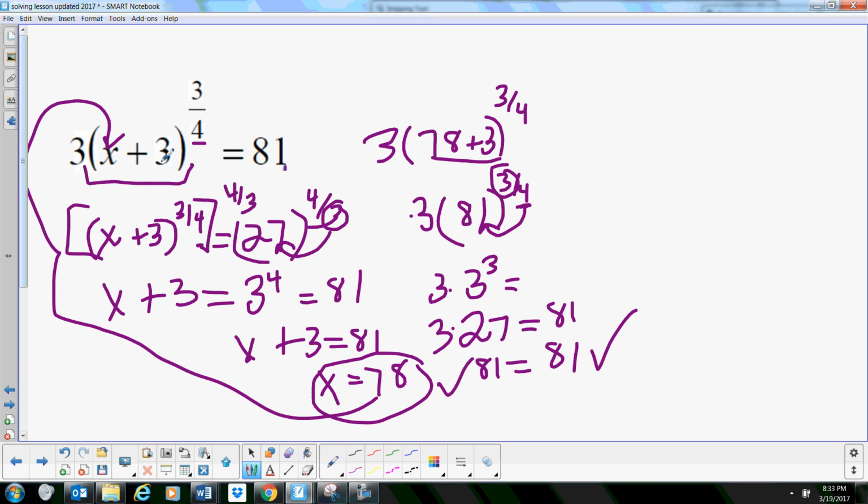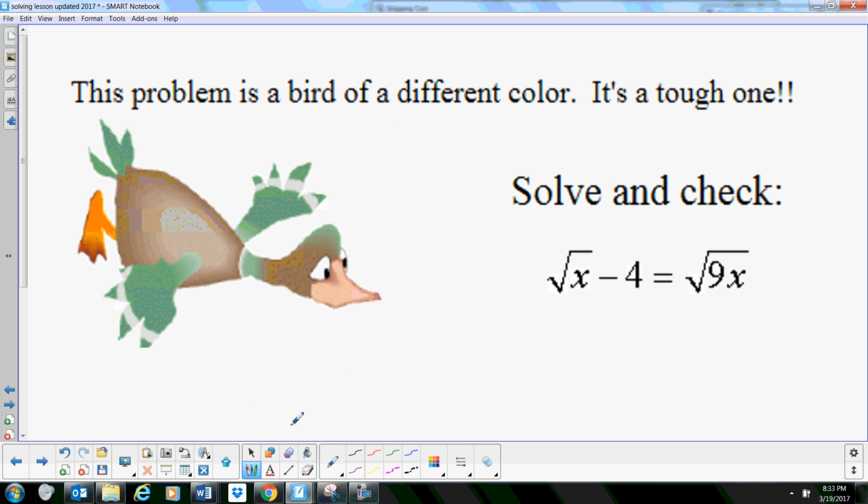Okay, so that one you had to isolate the radical for, or isolate the term being raised to the exponent of 3/4. And this last one, this problem, I thought it was kind of cute. This little problem is a bird of a different color. It's a tougher one. Okay, we've got radicals on both sides, and we have a constant that's not under the radical. So yes, we've got one of the radicals isolated, so let's go ahead and square that one.